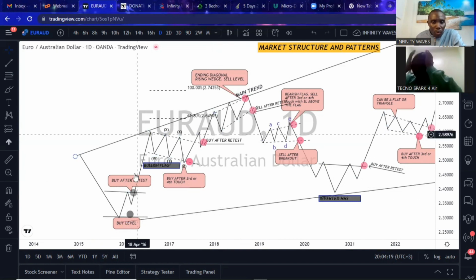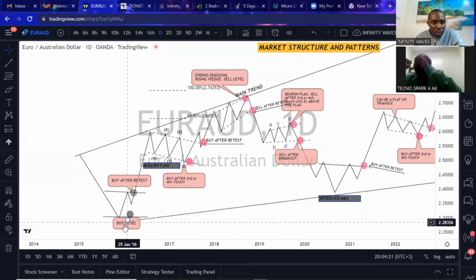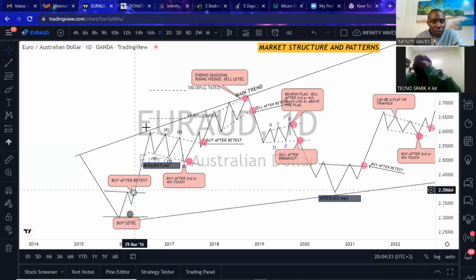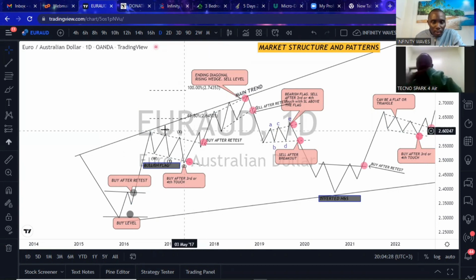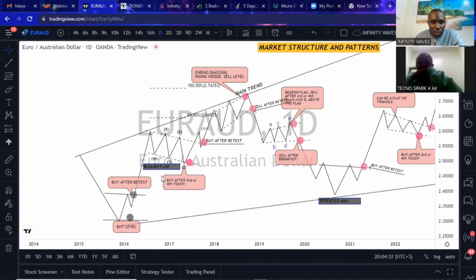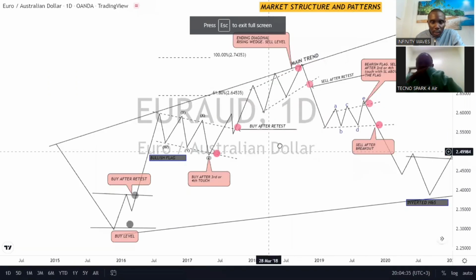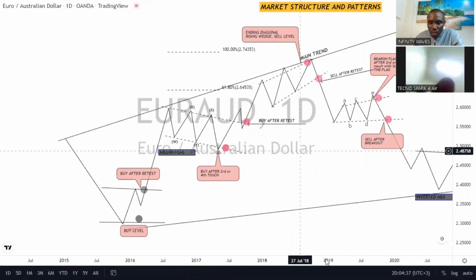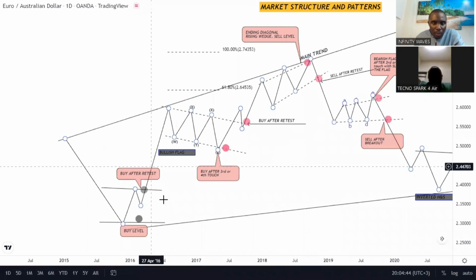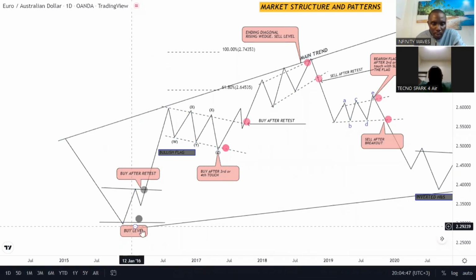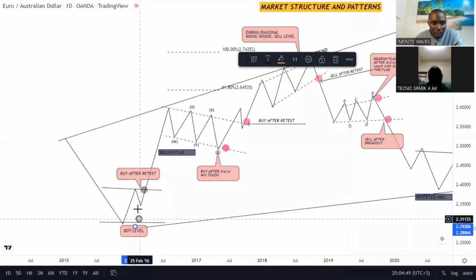Now the move is going upwards, and you can see this structure here. It's forming some sort of a flag, as we normally call them. So this structure you're seeing here, if I can zoom in, let me remove the watermark like that. This move came from this line, then went all the way up here. There was some kind of resistance here, then came down.